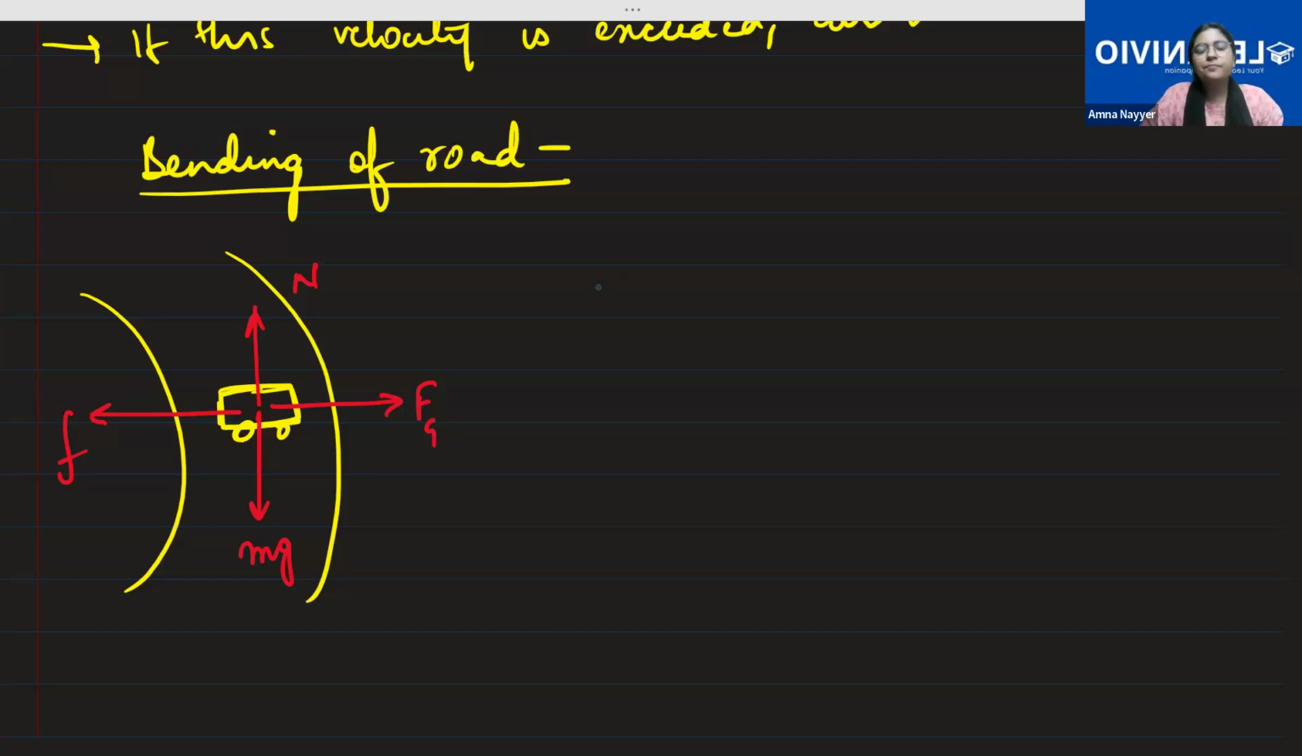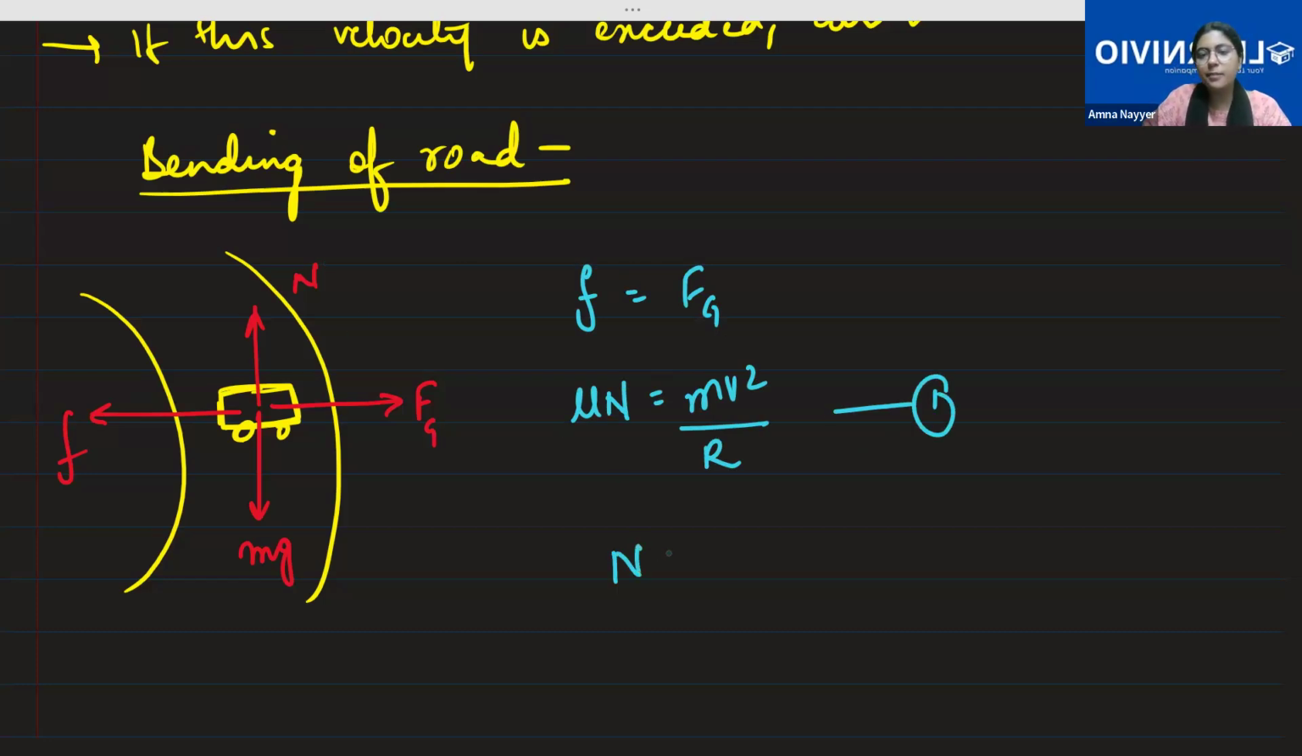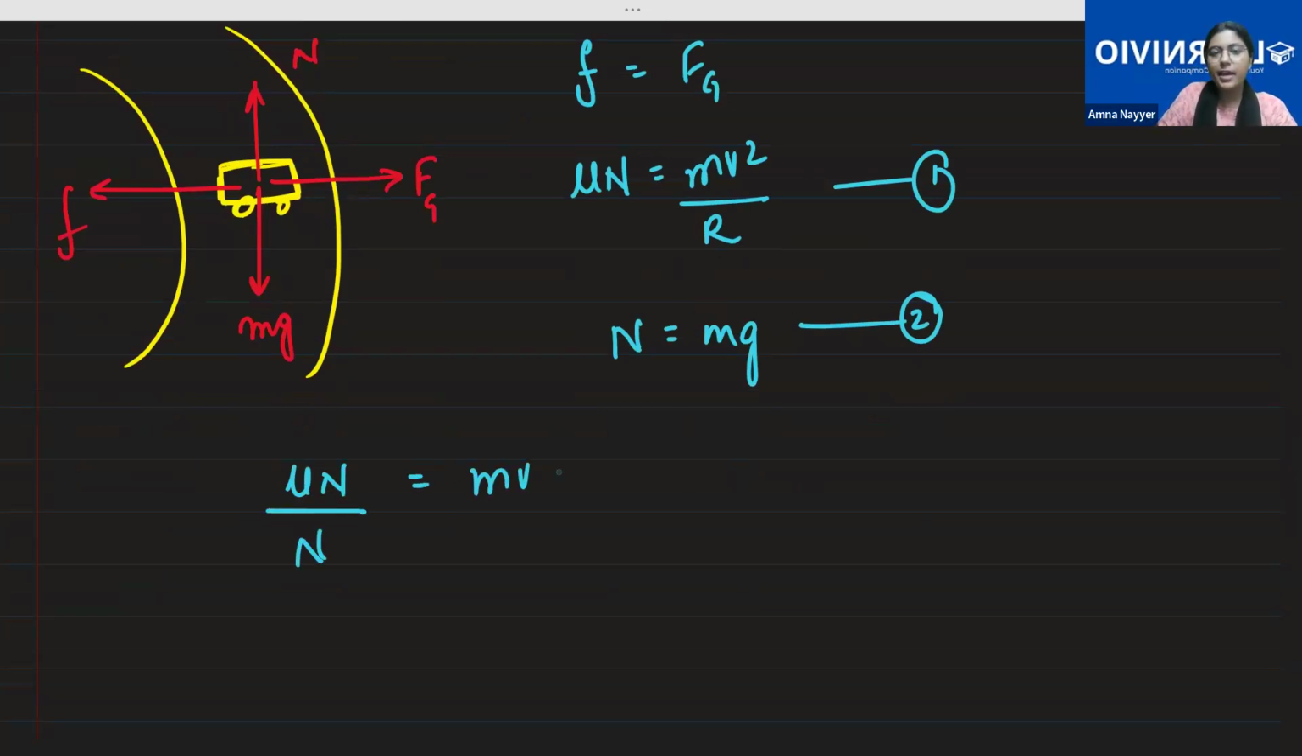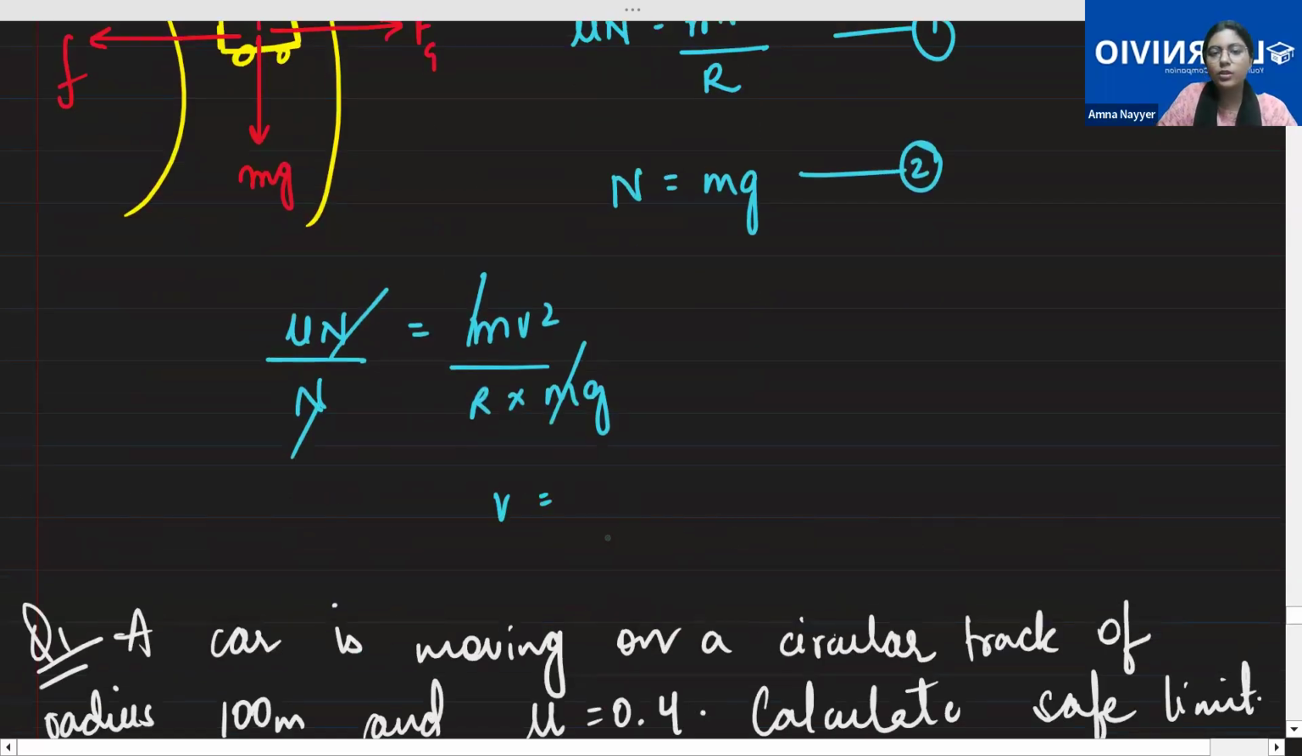Now you can simply say from this, the frictional force is balancing the centrifugal force. That is mu N is equal to mv square by r. That is your first equation. Normal reaction is balancing this mg. That is the second equation. Let's divide both of these. We will get mu N by N is equal to mv square by r divided by mg. m will be cancelled, N will be cancelled. What is left? Velocity is equal to under root mu r g.